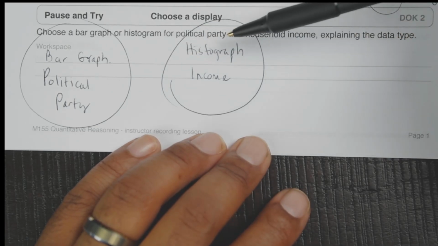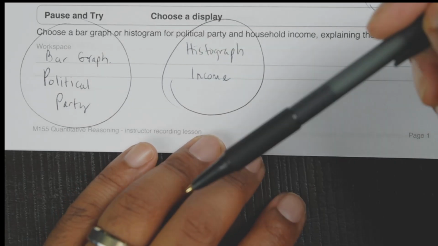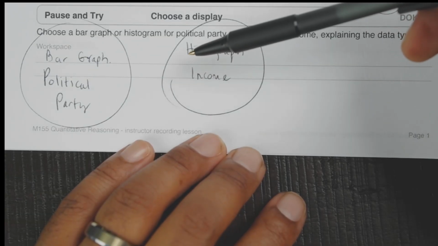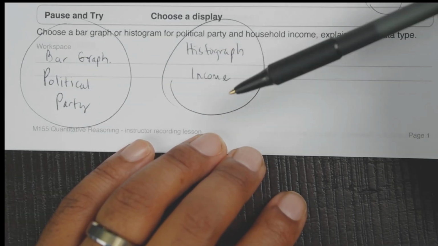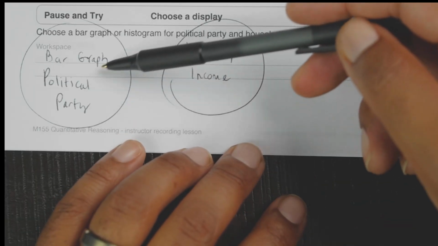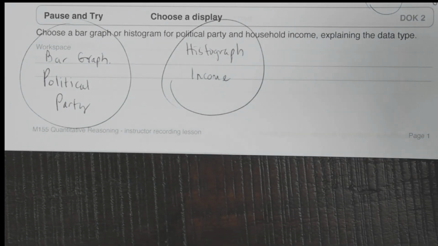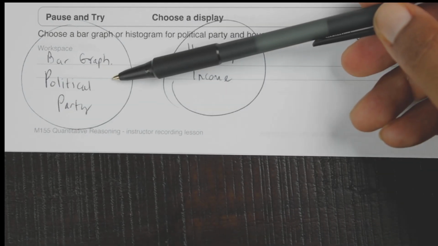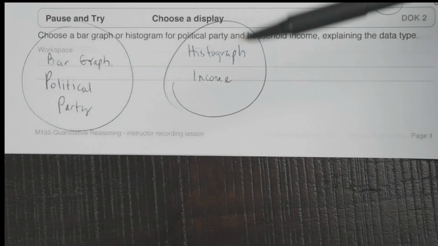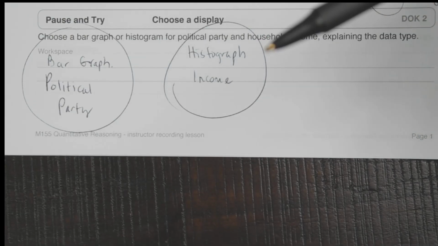And then with respect to a political party, you can use a bar graph, like how many people voted Democrat, what ethnicity, what was their income. You don't essentially need intervals for those things. Okay, so with respect to categories, bar graph; numerical intervals, histograph.